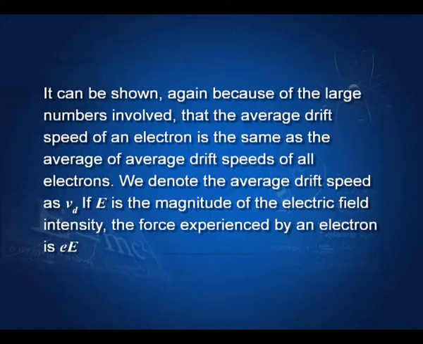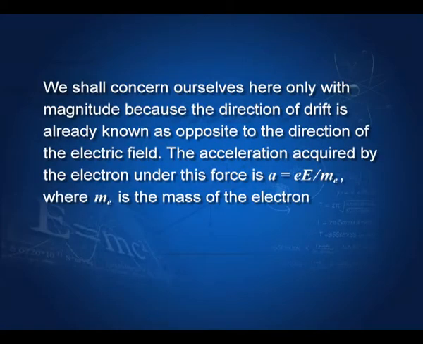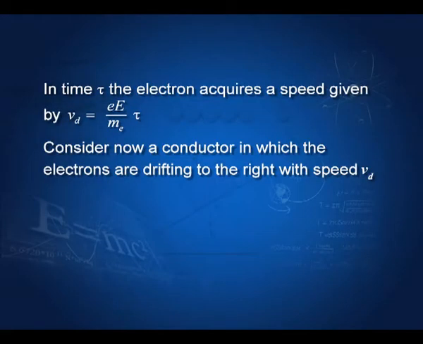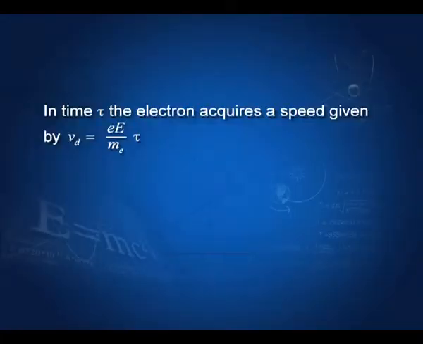If E is the magnitude of the electric field intensity, then the force experienced by an electron is eE. And if Me is the mass of the electron, then the acceleration it acquires is eE by Me. And since this is the acceleration in time tau, which is the average time between two collisions, it acquires a speed which is given by Vd, the drift speed, and it is equal to eE by Me times tau.